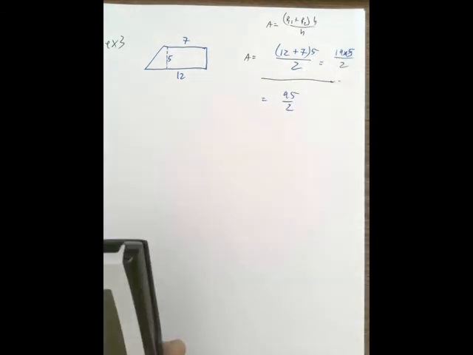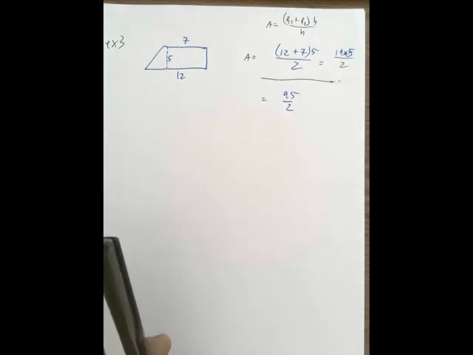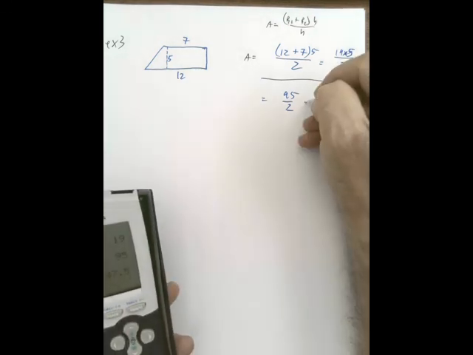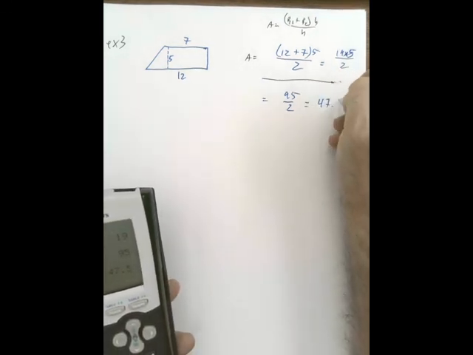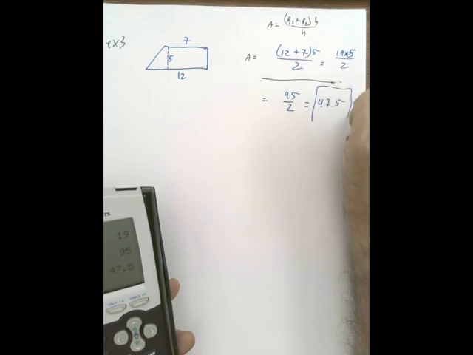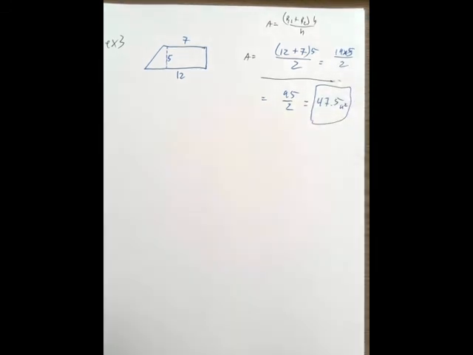Divided by 2 is 47.5 square units. That's the area of the trapezoid that we're just working with, and as you can see, the answer will not always come out evenly. So we just write down the decimal version. These we're going to be doing on our calculator.